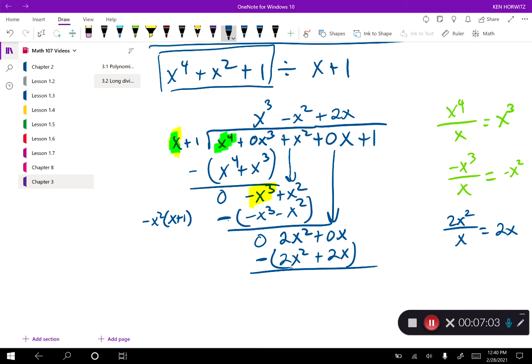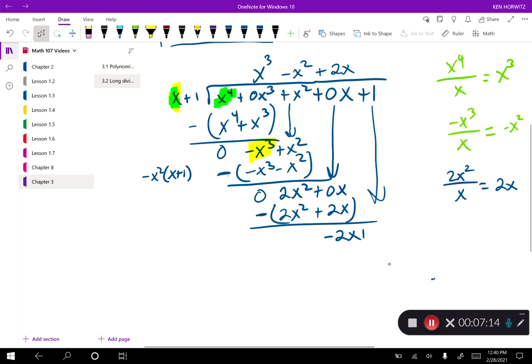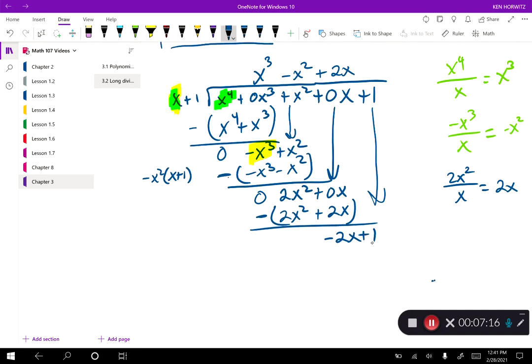2x squared minus 2x squared is 0, and 0 minus negative 2x is negative 2x. And again, I'm going to bring down the plus 1. All right, now this is probably the last time we're going to do it.